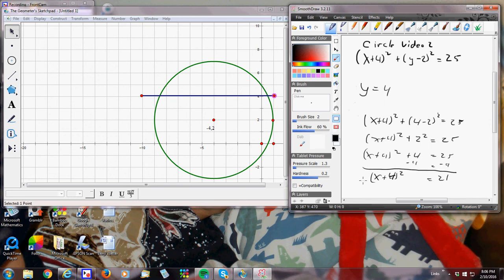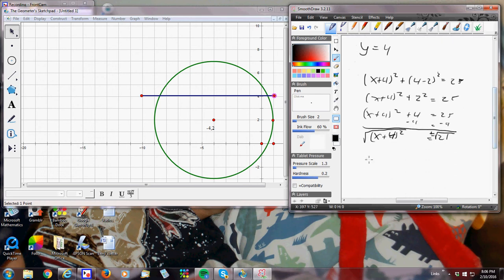Now, I need to get rid of the square, so I take the square root of both sides. But remember, when you do that, it's supposed to become plus or minus. So I end up with x plus 4 equals plus or minus radical 21. Subtract 4 from both sides. You get x equals negative 4 plus radical 21, or x equals negative 4 minus radical 21.